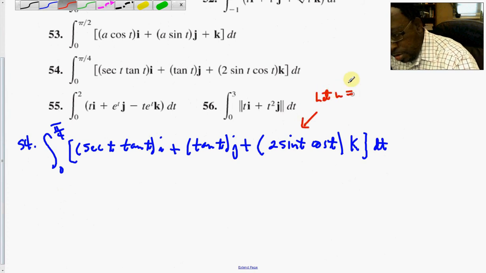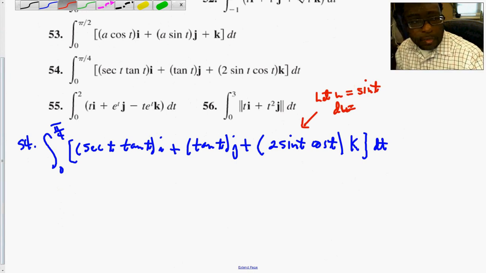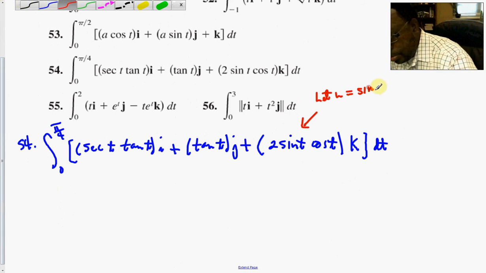So let u equal to sine t, du is equal to cosine t dt.